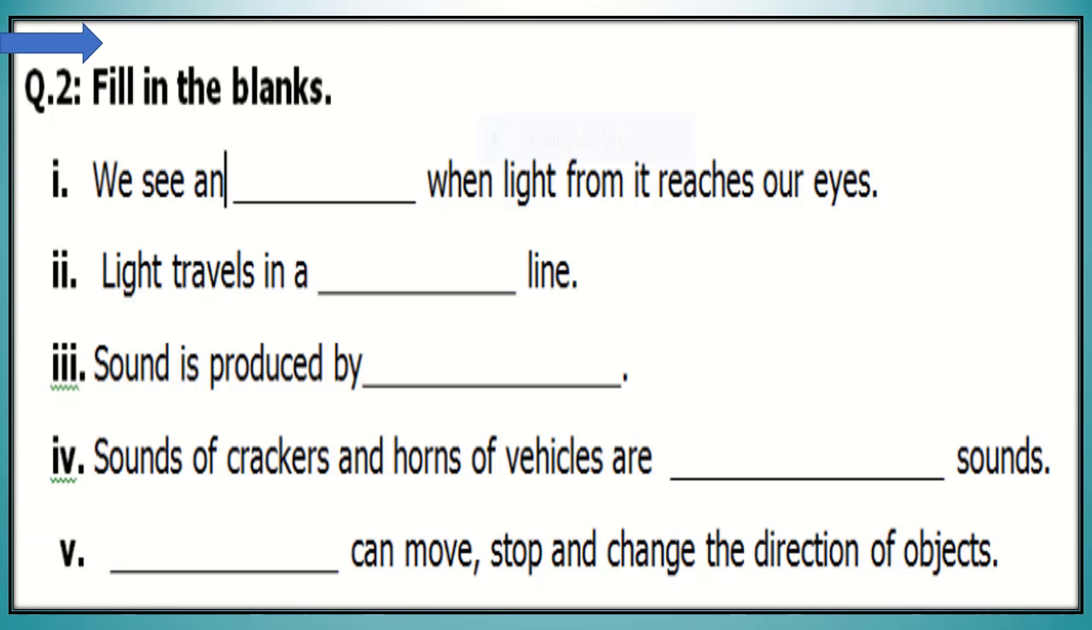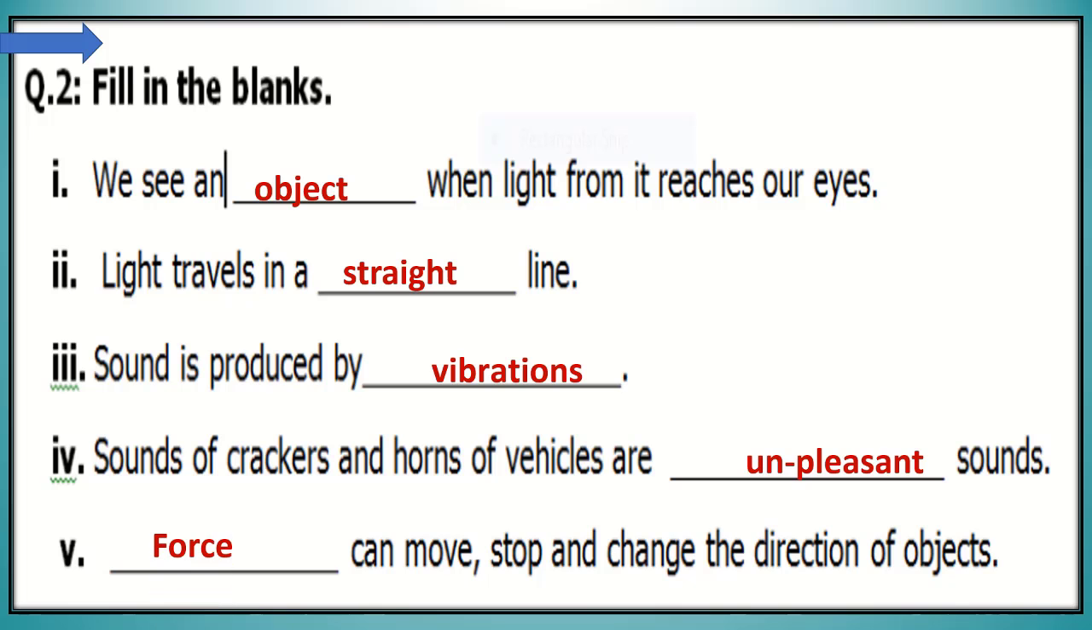Fill in the blanks. Number 1, we see and dash when light from it reaches our eyes. We see an object when light from it reaches our eyes. So students, number 2, light travels in a dashed line. Light travels in a straight line. Number 3 is sound is produced by dash. So students, sound is produced by vibrations. Number 4 is sound of crackers and horns of vehicles are dash sound. So students, sound of crackers and horns of vehicles are unpleasant sound. Number 5 is dash can move, stop and change the direction of objects. Force can move, stop and change the direction of objects.